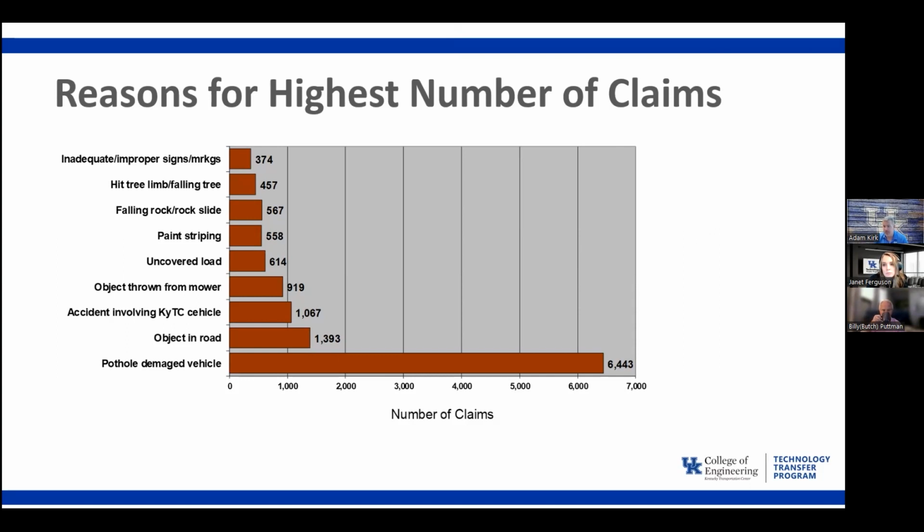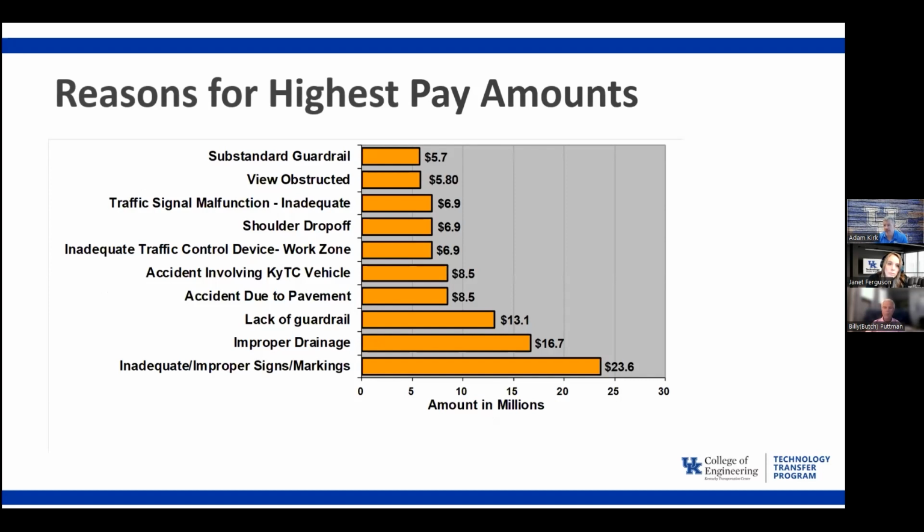So that's probably our most frequent claim, but you can see that there's a lot of things that go into it. So that's the number of claims. If you look at the highest pay amount, so how much do we pay out for that? Inadequate or improper signs and markings is the number one. So even though you don't have a whole lot of them, remember this is the least number of claims, it's got the highest pay amount, because of the dangers and the hazards of having improper or inadequate signs and markings, not providing that direction for those vehicles going down the roadway. That's where we start to see these higher speed, high severity crashes that happen through there.